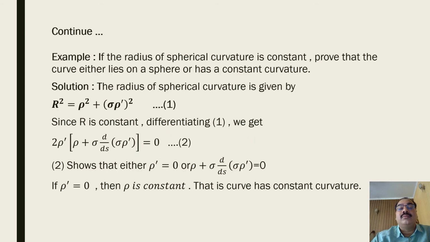Now another example in that connection, a very beautiful example: if the radius of spherical curvature is constant, then prove that the curve either lies on a sphere or has constant curvature. How can you prove it? The few steps I have shown here. The radius of spherical curvature is given by this. We already know this result from the theorems, and since R is constant, differentiating the above equation gives equation 2, which shows that either this is equal to 0 or this is equal to 0. If this is 0, then rho is constant, that is, the curve has constant curvature.